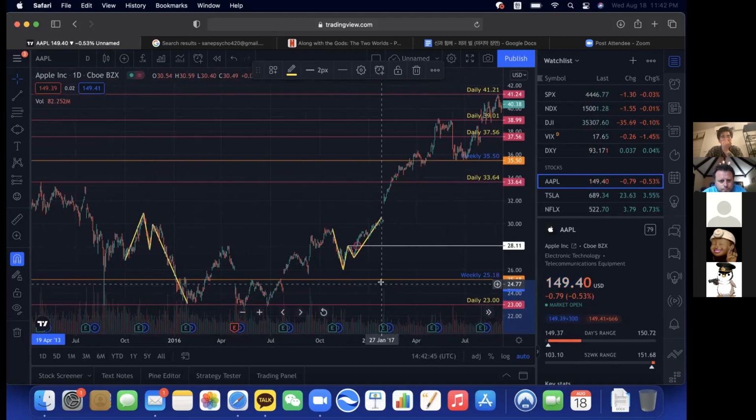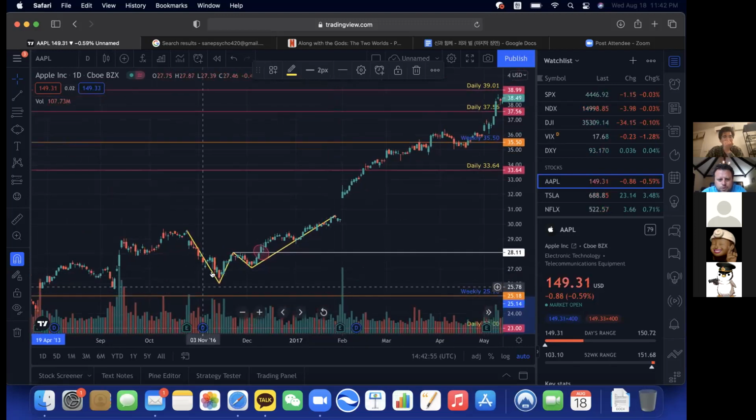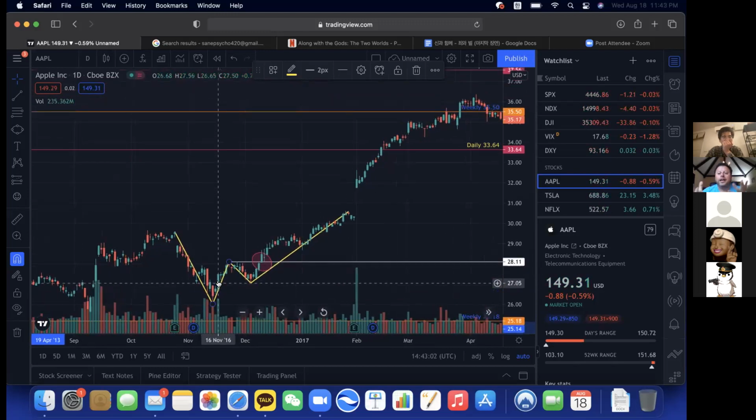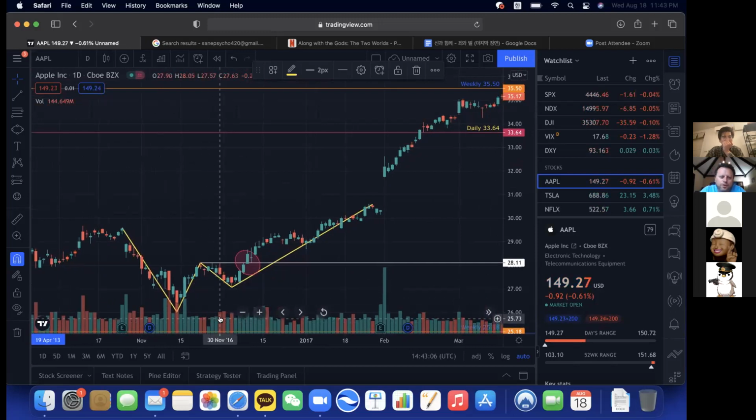Those are good. Now there's one thing though I should say. Look at the baby W right there. Look at the B point. That's not a great B point. As my teacher used to say, we like wide bottoms. We like big bottoms. We like a big wide bottom. This is a little sharp. It came down, it came up.